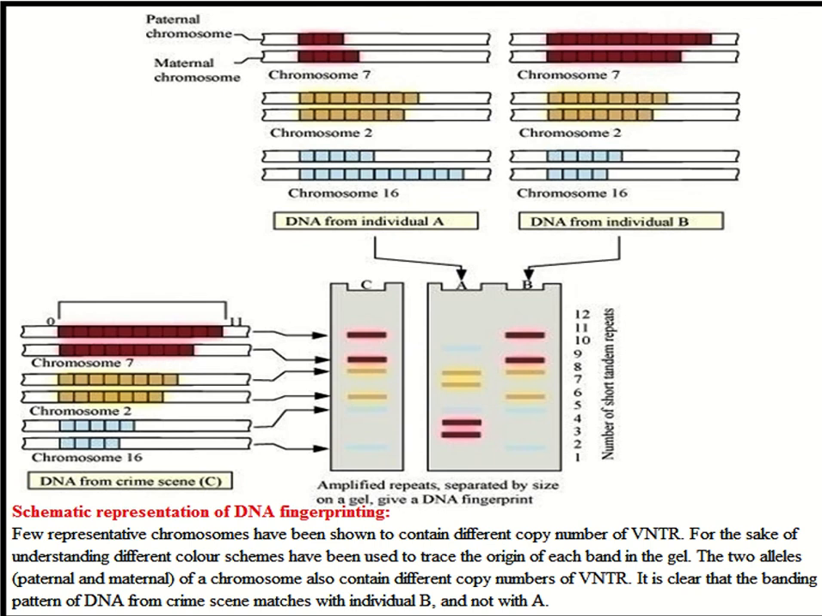Now this is the schematic representation of DNA fingerprinting. In this, a few chromosomes have been shown to contain different copy number of VNTR. The two alleles, paternal and maternal, of a chromosome also contain different copy number of VNTR. So it is clear that the banding pattern of DNA from the crime scene matches with individual B and not with A. So in this, the application of DNA fingerprinting is shown. Yes, you can see this.